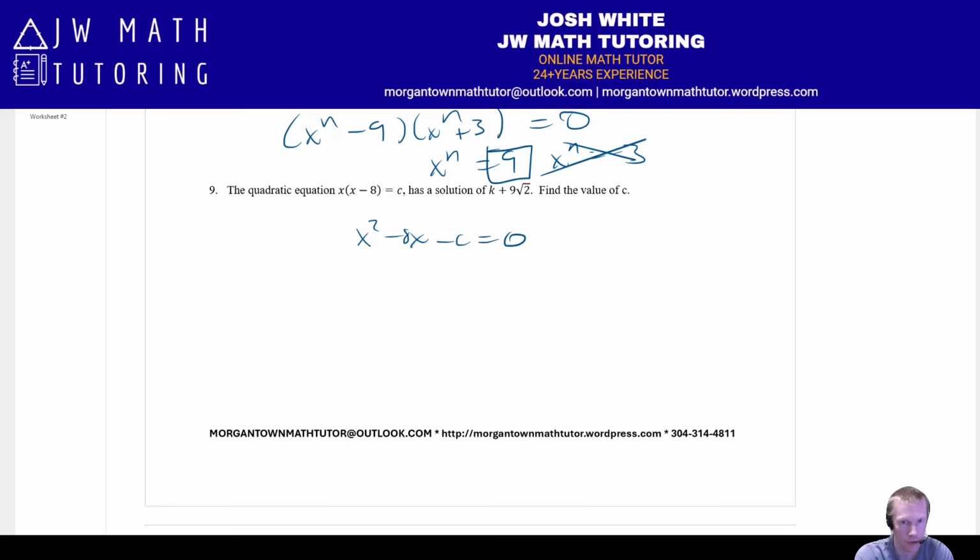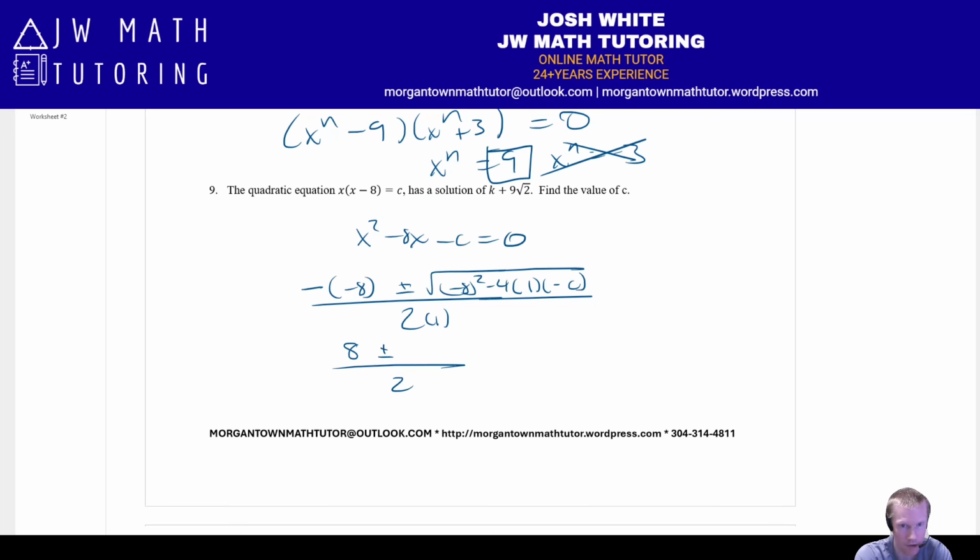And then you would do quadratic formula, which would be negative b, plus or minus square root b squared minus 4 times a times c, in this case is technically negative c, over 2 times 1. And then you get 8 over 2 plus or minus, and inside here it becomes 64 plus 4c. Okay, now if you're trying to match this, notice that this is technically over a 1. So really, there's multiple ways you could look at this.